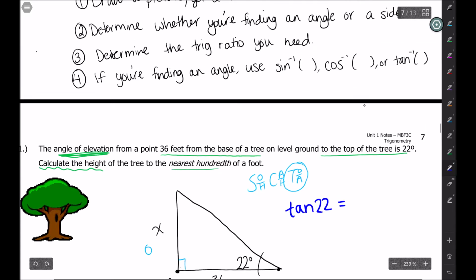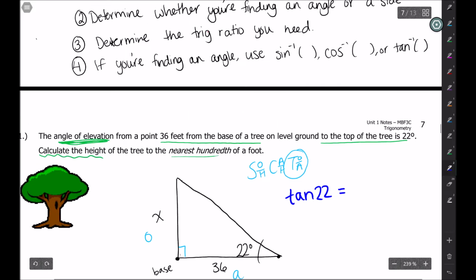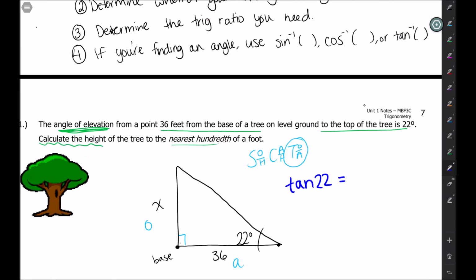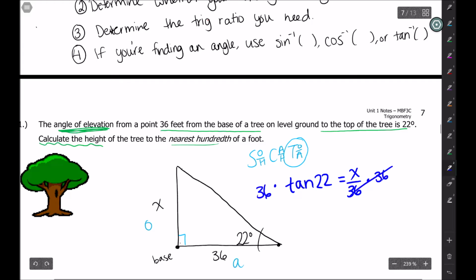So we need to determine if we're finding an angle or a side. We know we're finding a side. We need to determine the trig ratio. We found out that it was tangent. And tangent is opposite over adjacent. So in order to get this x alone, I can multiply both sides by 36. So x is equal to 36 times the tangent of 22.